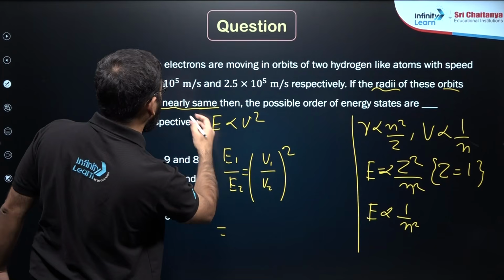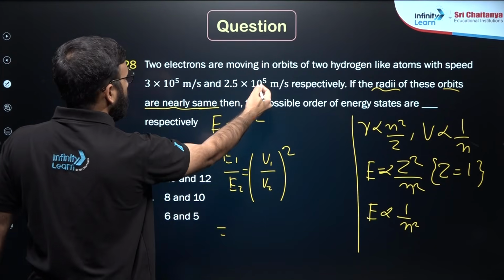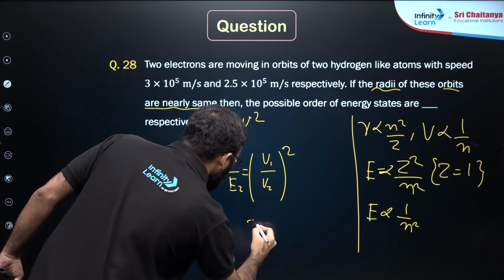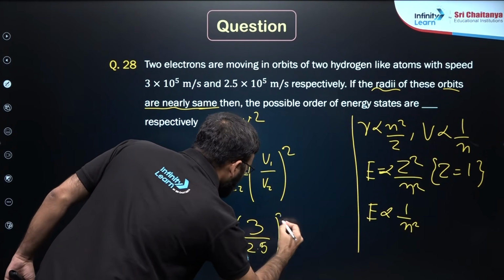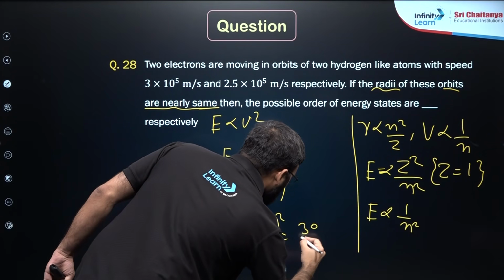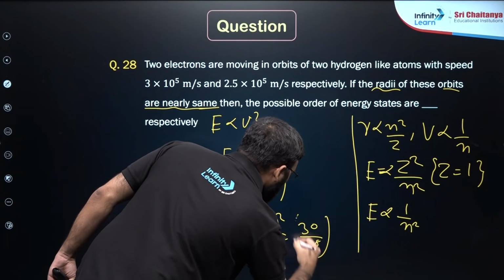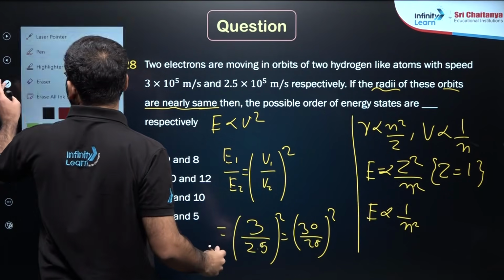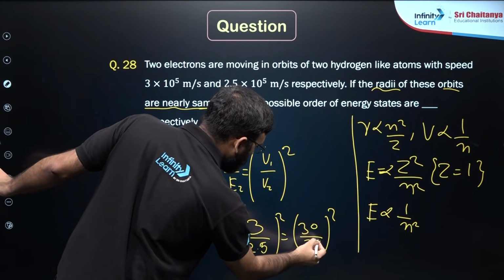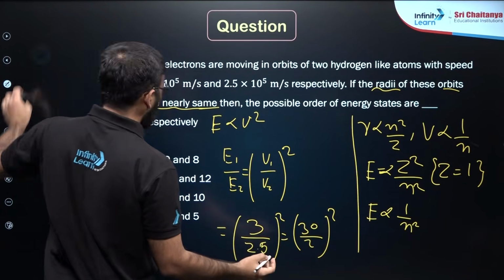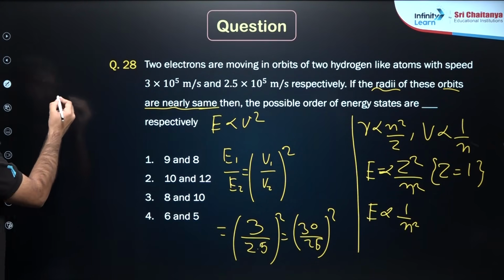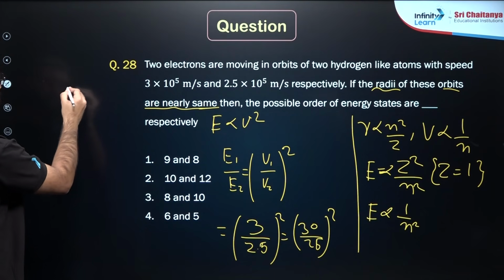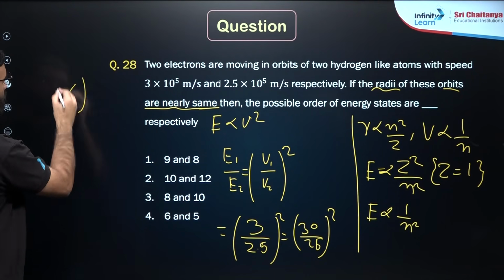So you can put V1 and V2 values here. V1 is 3 times 10 to the power 5, the 10 to the power 5 cancels out, so 3 divided by 2.5 whole square. This will be 30 divided by 25 whole square. So you can solve this one: 6 by 5 whole square.